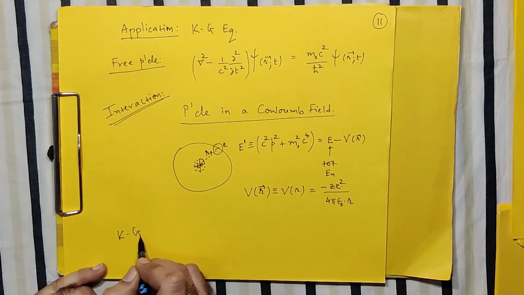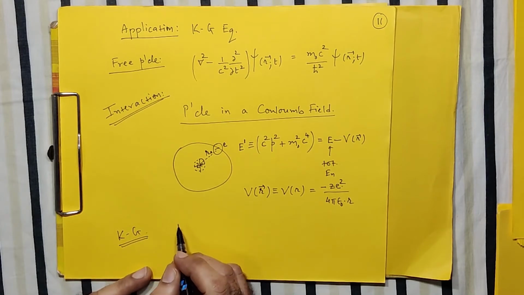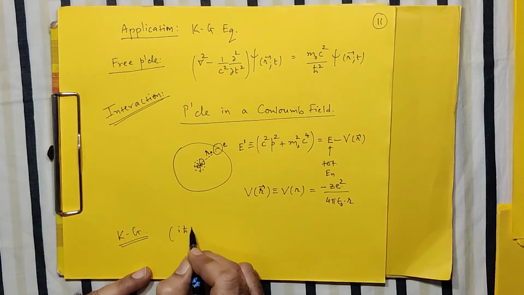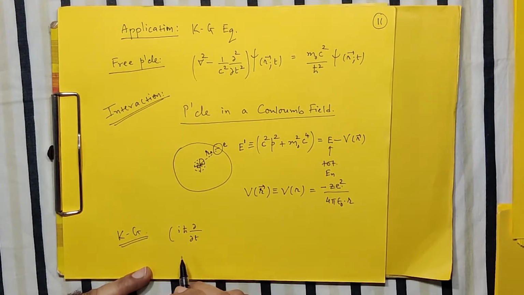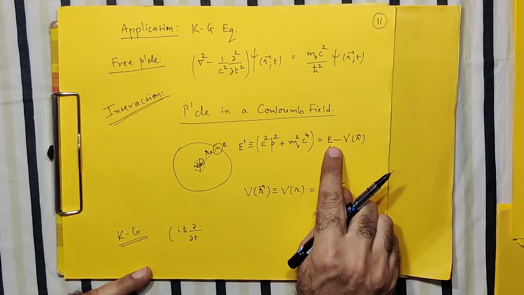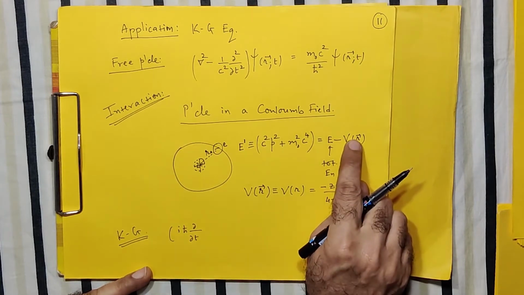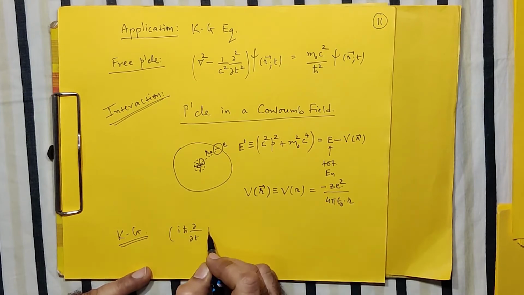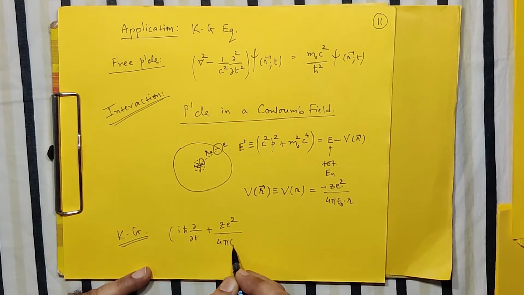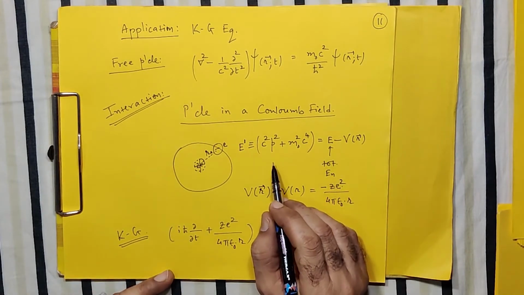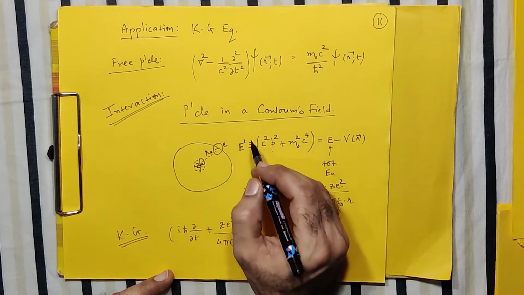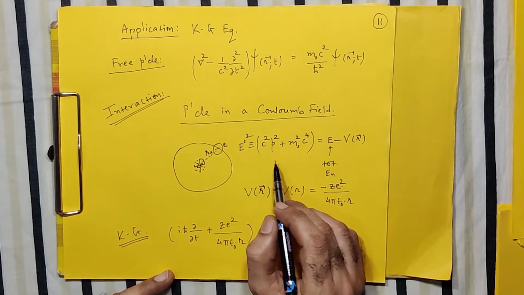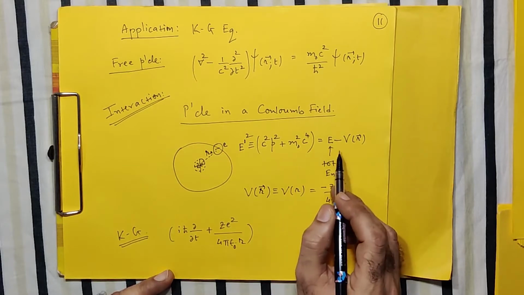So my KG equation in this case will be written like this: iħ ∂/∂t, that is the energy part, E, which I have written here as an operator, V I can write as an operator, minus, but because V itself has a minus sign, this potential part will contribute like this: Ze² upon 4πε₀r, correct? And then I write this kinetic energy, this is the square of kinetic energy, correct? So c²p² + m₀²c⁴, which we have already derived.